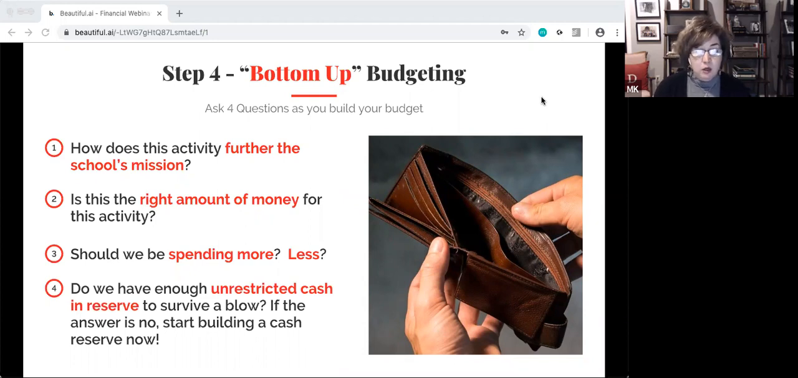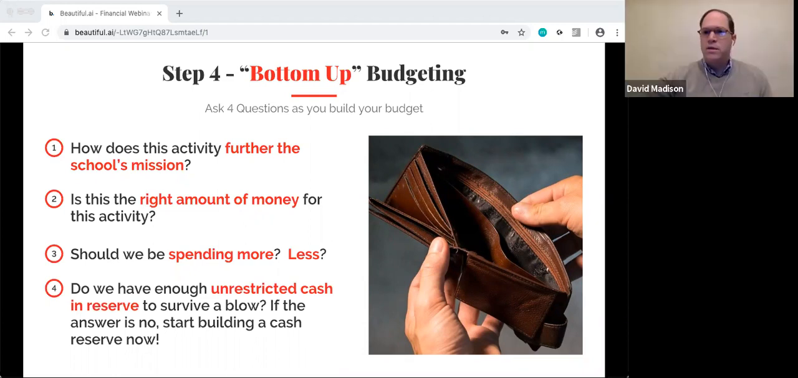And finally, do we have enough unrestricted cash in reserve to survive a blow? If the answer is no, then we need to start building a cash reserve right away. And I think that this is an area that's a challenge for a lot of schools. Schools that do not have cash reserves are in a very difficult predicament when things go poorly. And it's just important that you have that cash reserve. And if you don't, then you need to be budgeting for it.